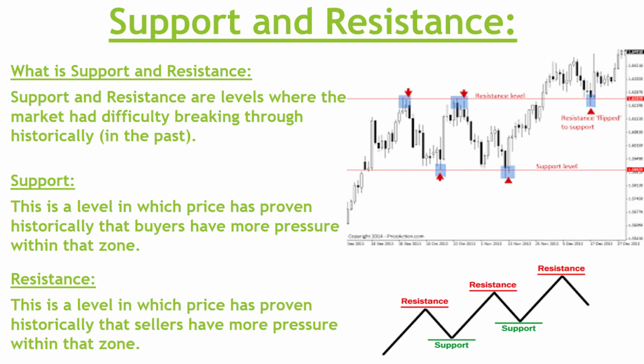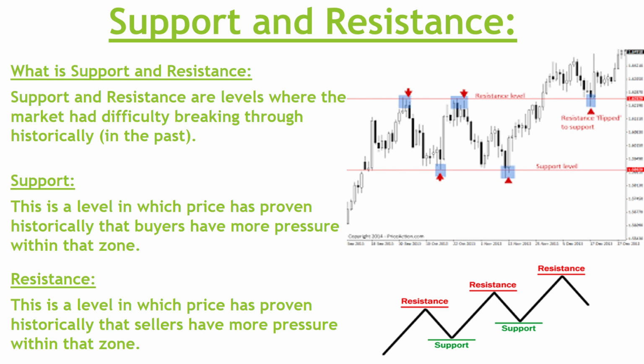Support and resistance. What is support and resistance? Support and resistance are levels where the market has historically had difficulty breaking through, which means in the past where the market has had difficulty breaking through. It's known as what? Support and what? It can be either a support level or a resistance level.